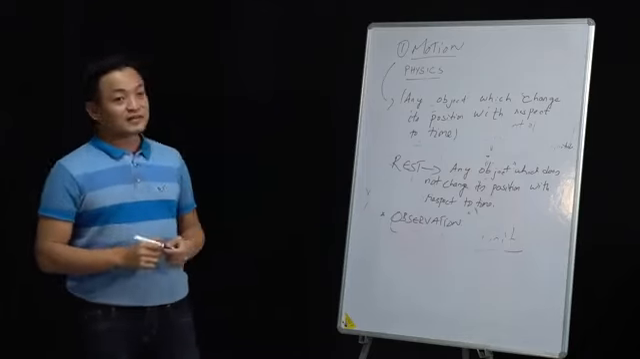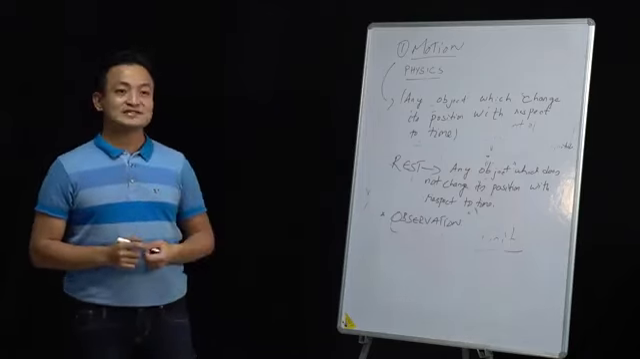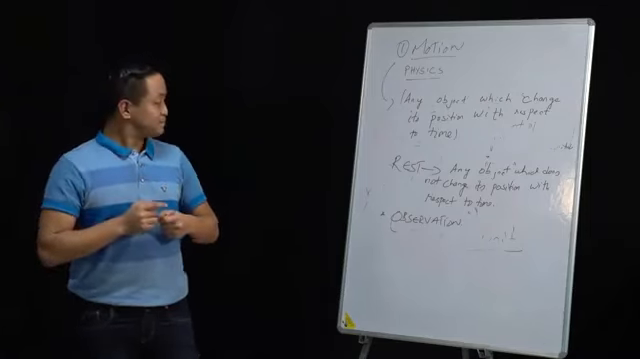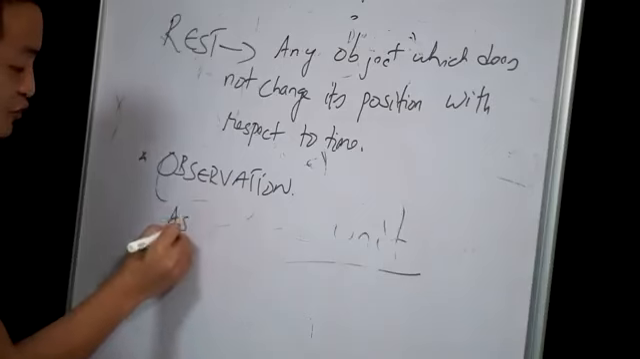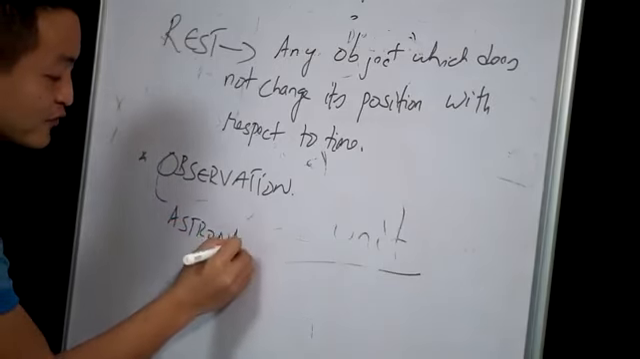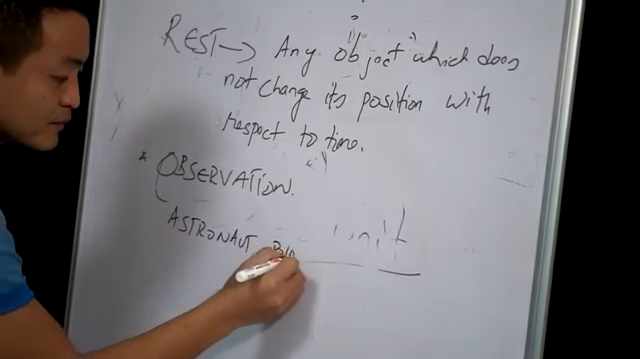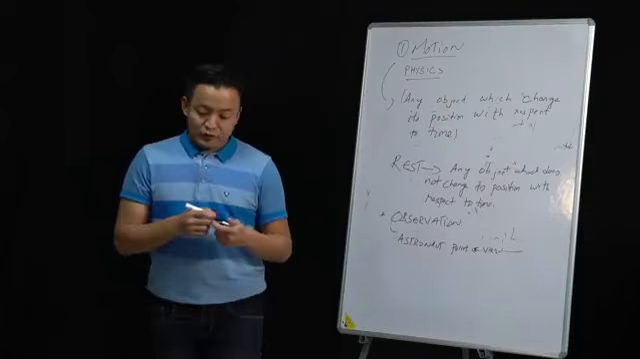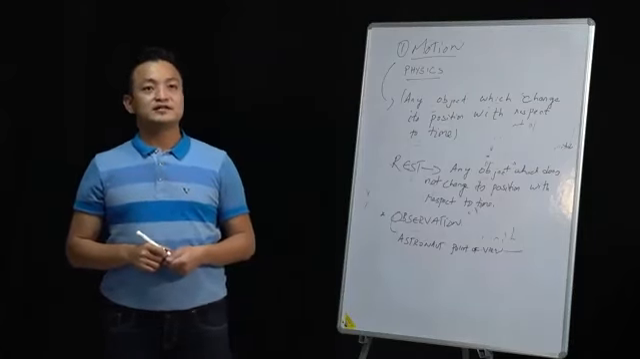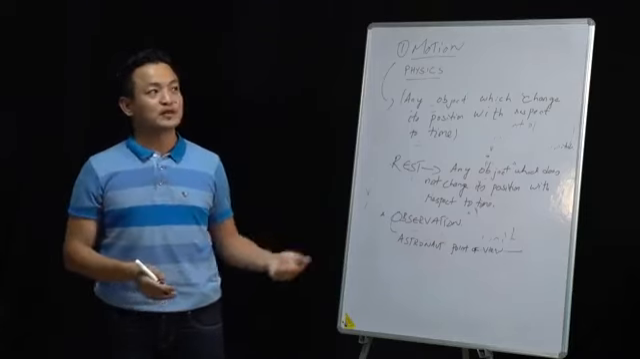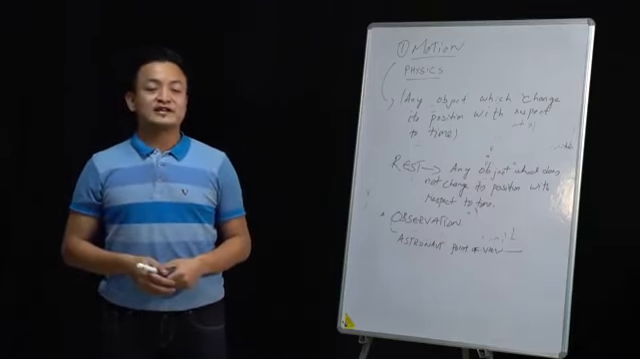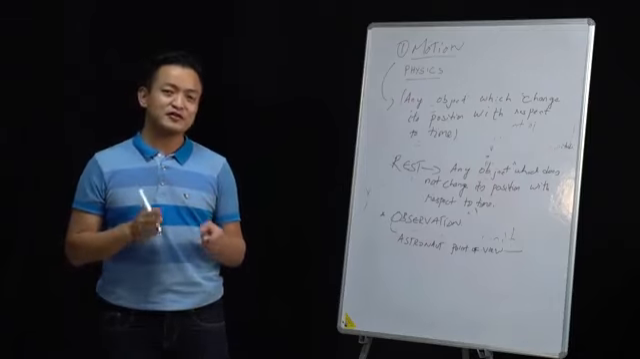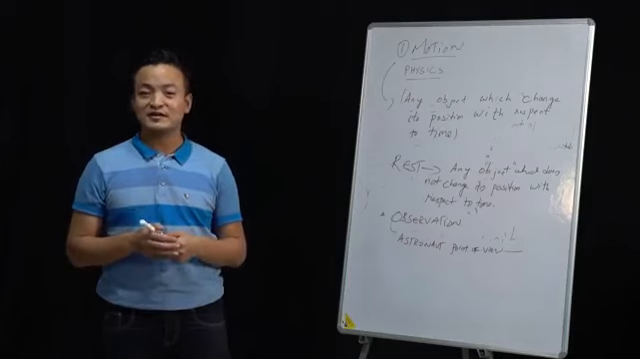Clear? But another observation is, let's take the astronaut's point of view. Now, if I say the tree, the building, the school building, the office building, you'll say that it is at rest because they are not changing their position. Clear? They are not changing their position. The building is at rest.